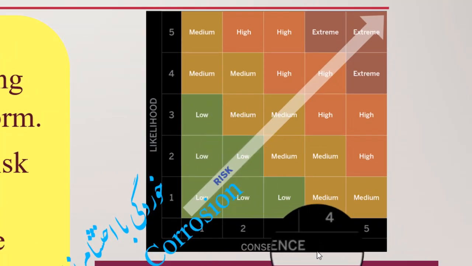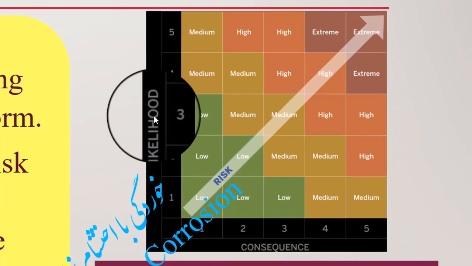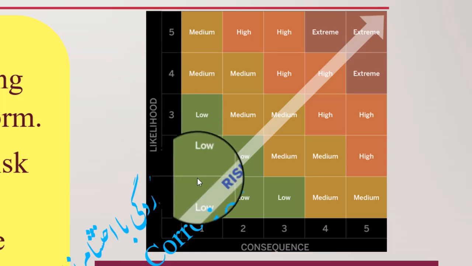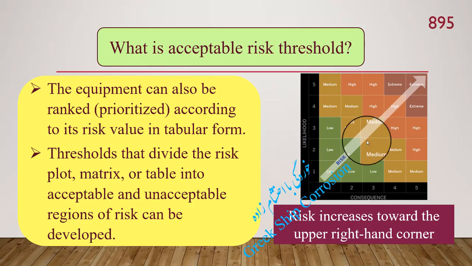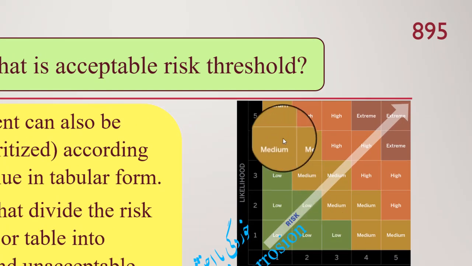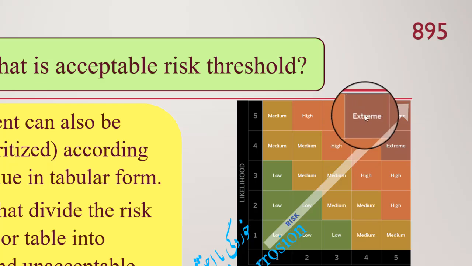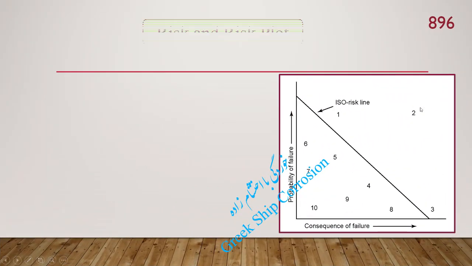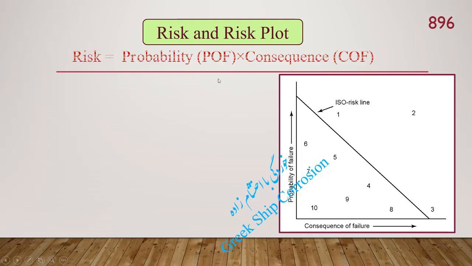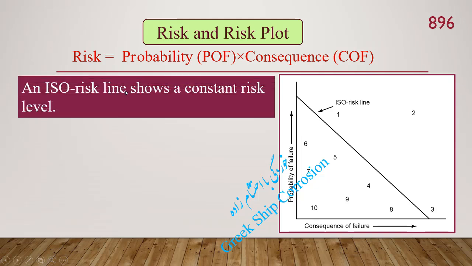Consequence of failure, likelihood or probability of failure. Risk increases toward the upper right-hand corner. Low, medium, high, extreme. Risk and risk plot. Risk equals probability of failure times consequence of failure. An ISO risk line shows a constant risk level.